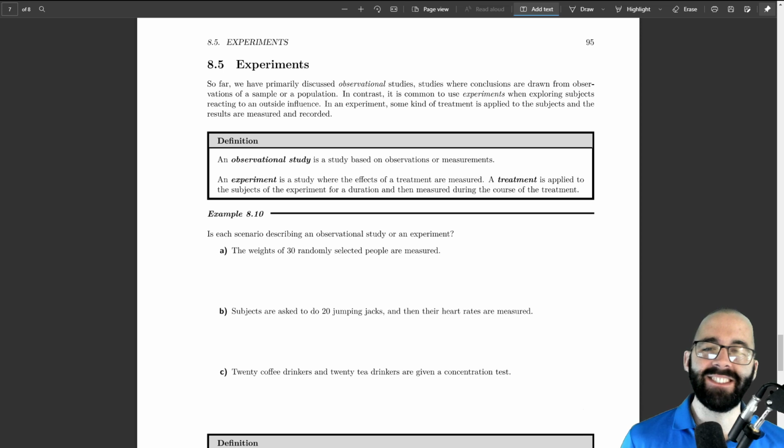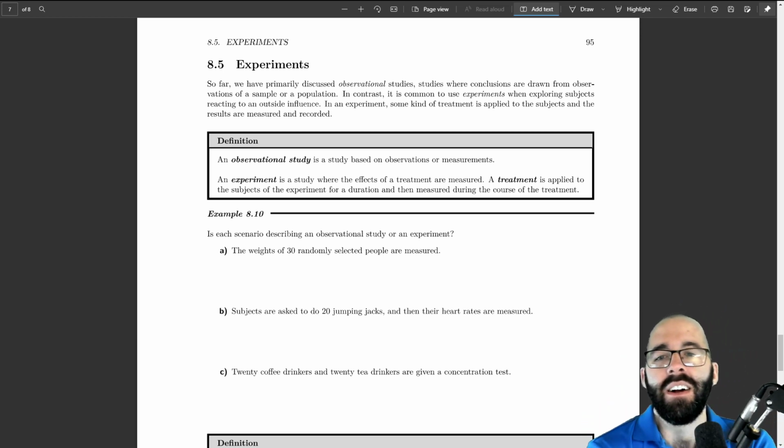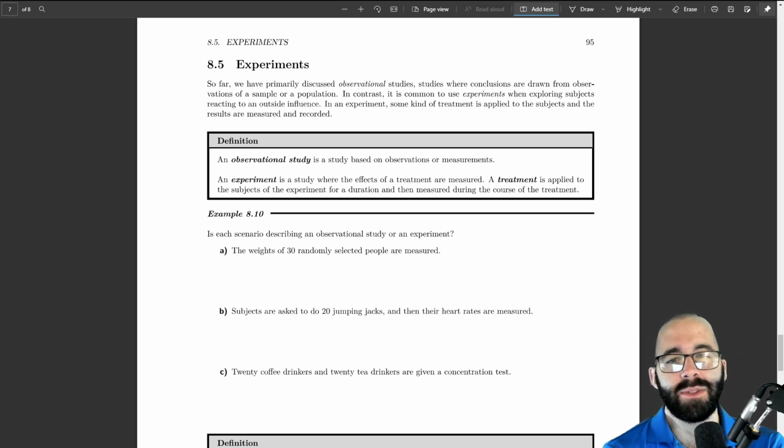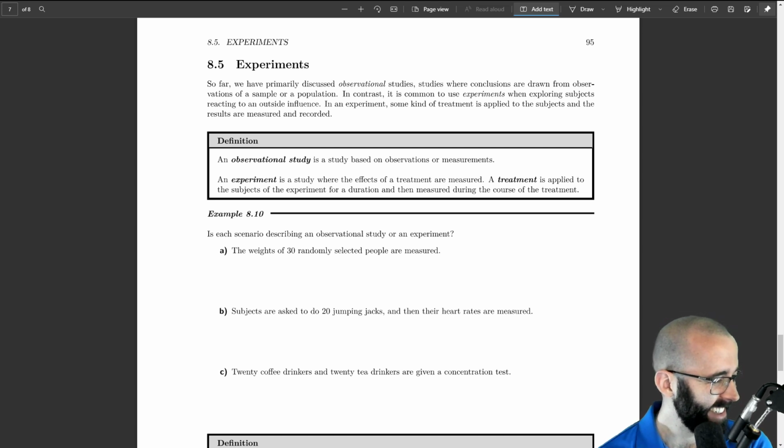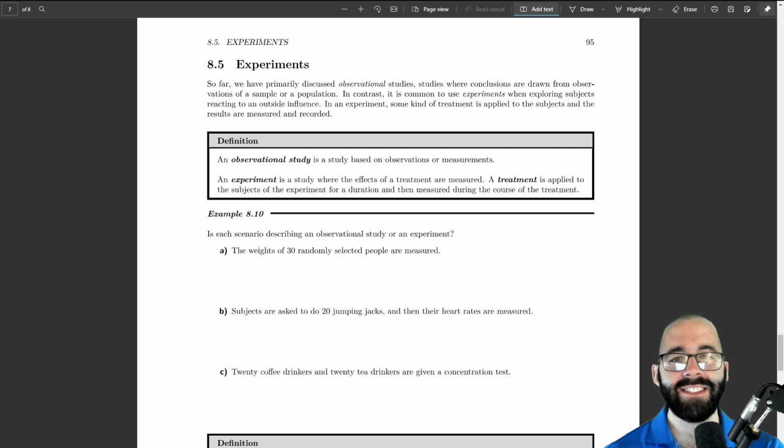Definitions. I don't like definitions, but we have to go through them. An observational study is a study based on observations. That's a real good definition. This is like a Google definition where you have to go down a rabbit hole. It's like, what does gratuitously mean? Oh, done in a gratuitous manner. Oh, thanks, Google. So we're basically just observing and measuring things, but we're not really treating or changing anything.